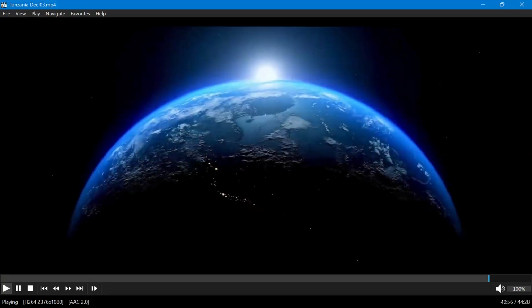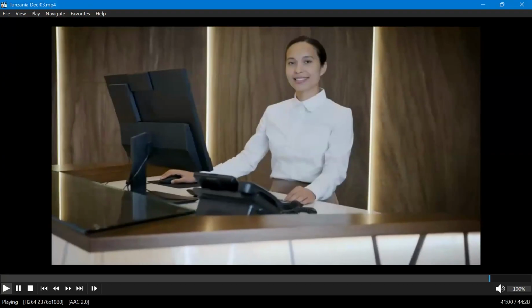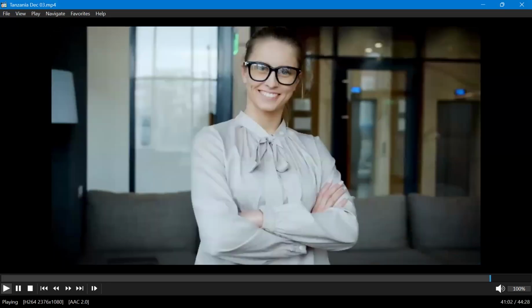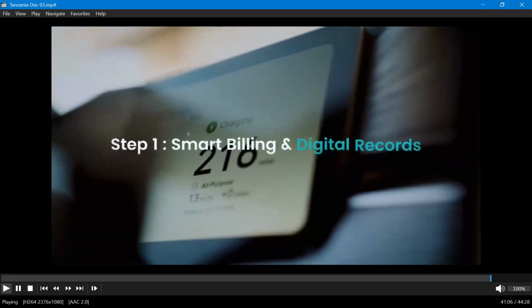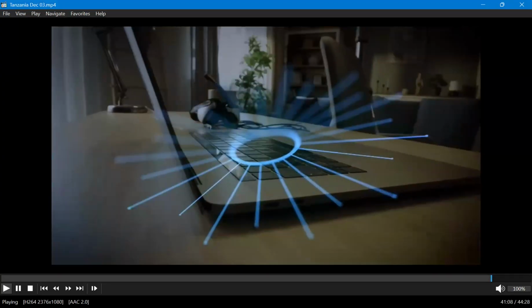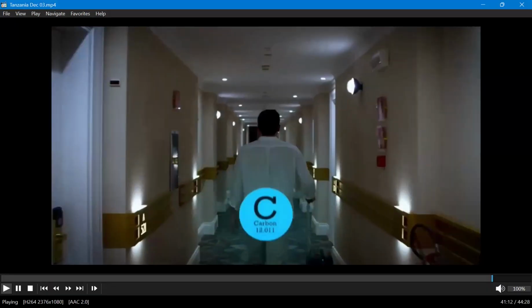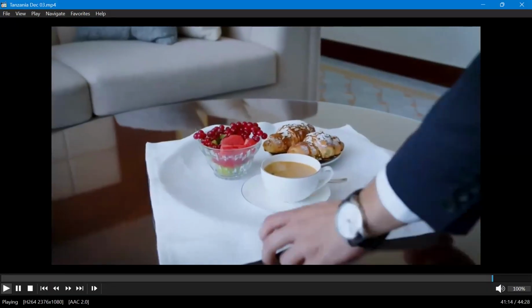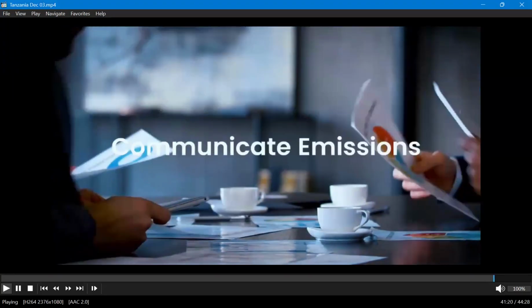In a world where every sector must do its part, the hospitality industry stands at a unique crossroads, hosting millions while shaping a sustainable future. Step 1. Smart billing and digital records. Automated systems now track energy and water usage, carbon footprint per guest, and even the impact of room service. This transparency helps hotels benchmark, reduce, and communicate emissions.